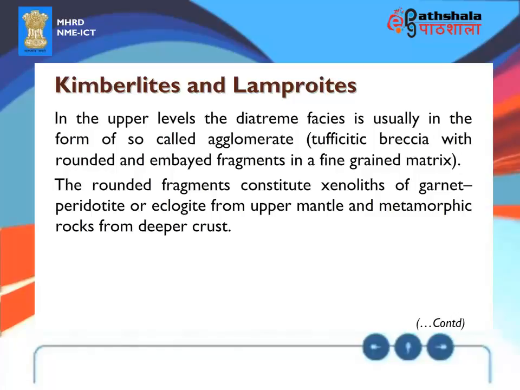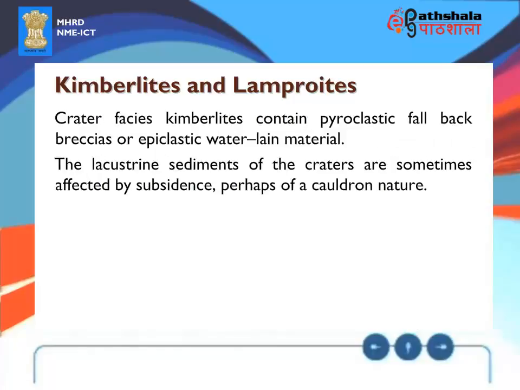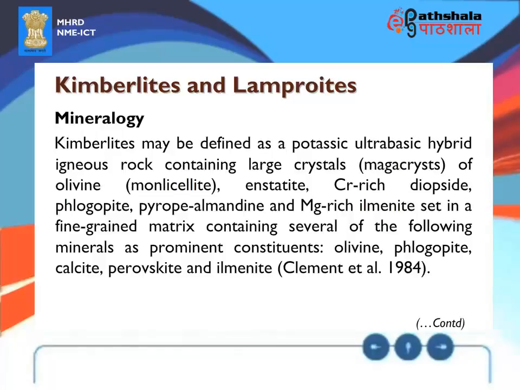The rounded fragments constitute xenoliths of garnet peridotite or eclogite from the upper mantle and metamorphic rocks from the deeper crust. The rounded nature of the fragments is attributed to a gas fluidized origin, Dawson, 1971. Diatremes often terminate at the surface in maars, which may contain diamond-bearing maar ring-based sediment accumulations. Crater facies Kimberlites contain pyroclastic fallback breccias or epiclastic volcaniclastic material. The lacustrine sediments of the craters are sometimes affected by subsidence, perhaps of a cauldron nature.